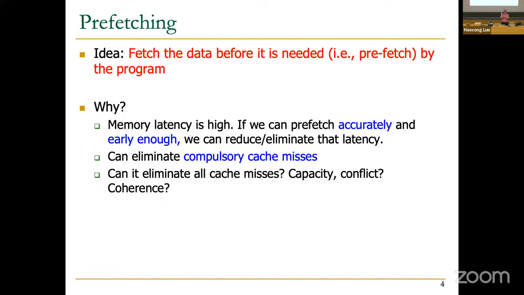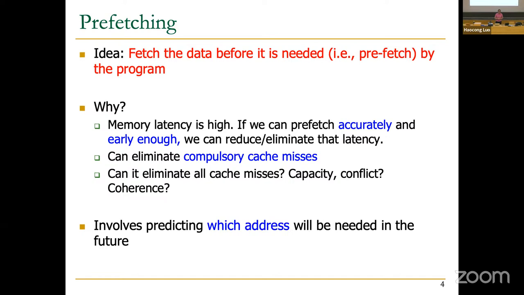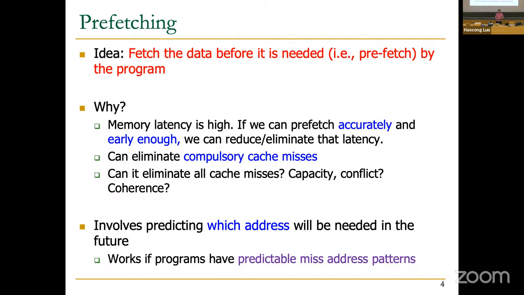But of course, this is not easy. It's actually very, very difficult. So caching and prefetching are both employed in existing processors. Clearly this involves predicting which address will be needed in the future. And of course, this works if programs have some sort of predictable memory address patterns. Then the question is, what is predictable?